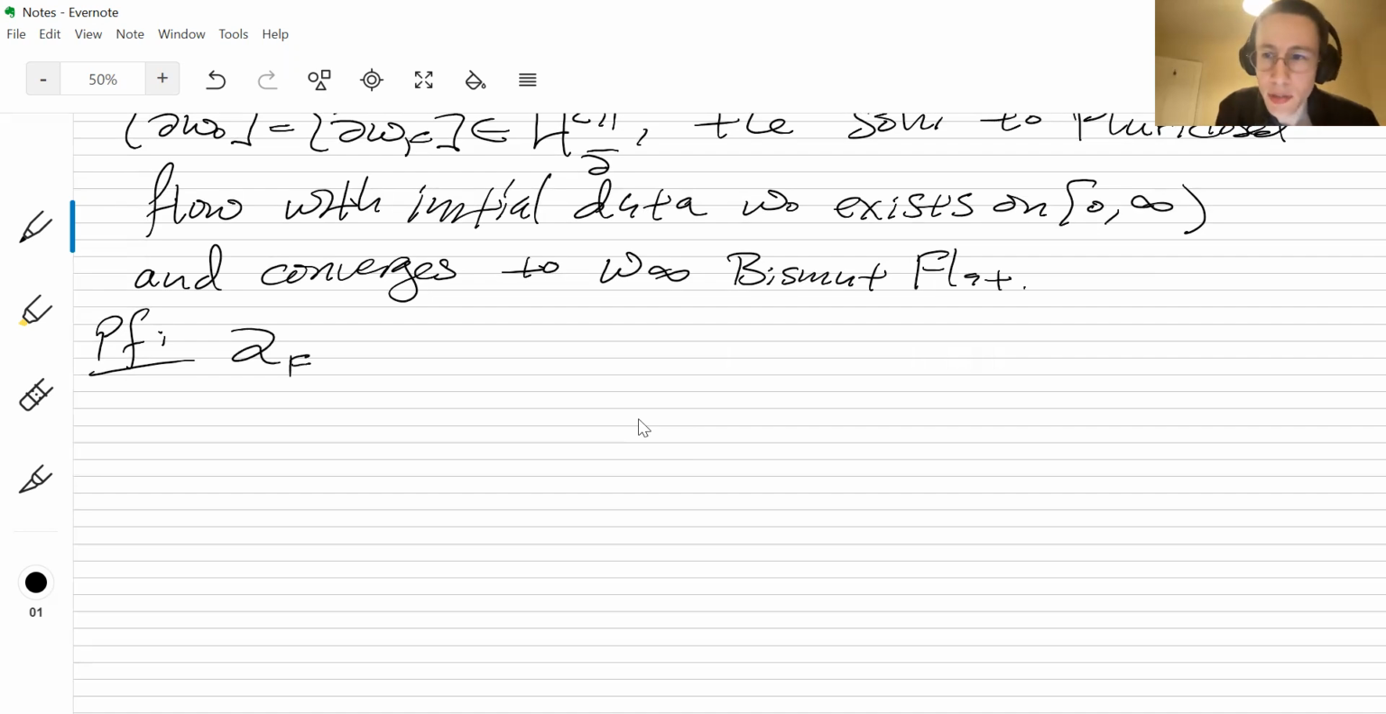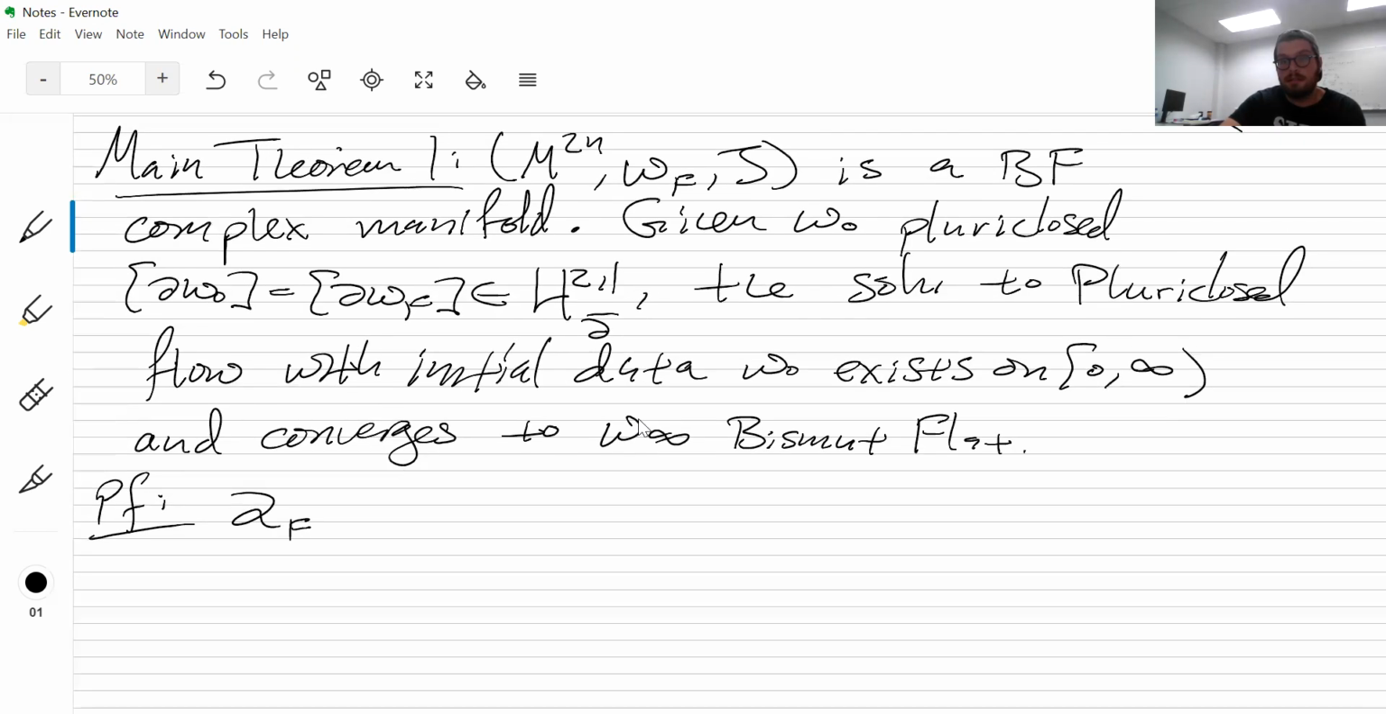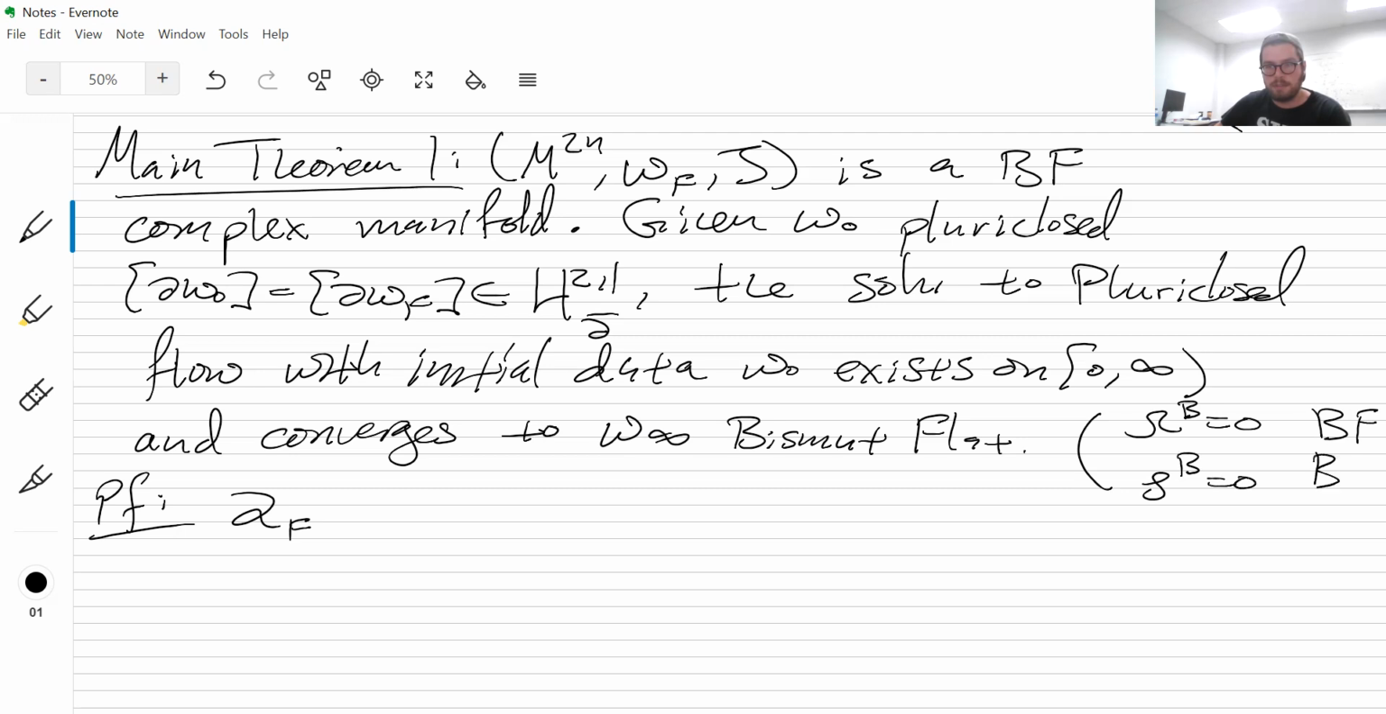Question. It's another really basic question, but what is the difference between Bismuth flat and Bismuth Hermitian Einstein? So Bismuth flat is the full Bismuth curvature tensor vanishes. Bismuth Hermitian Einstein is that the first Bismuth Ricci tensor vanishes. So it's like the trace. Omega B vanishes is Bismuth flat. Rho B vanishes is Bismuth Hermitian Einstein. And Bismuth flat implies Bismuth Hermitian Einstein.